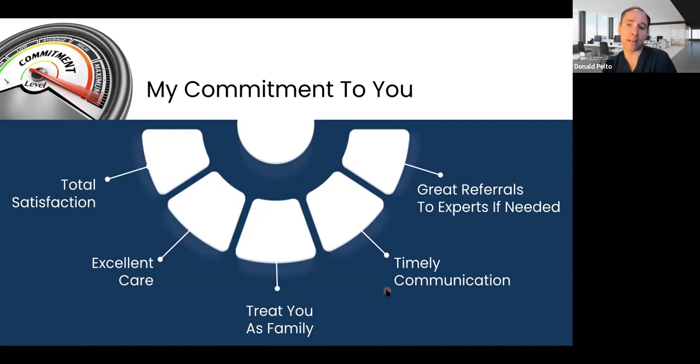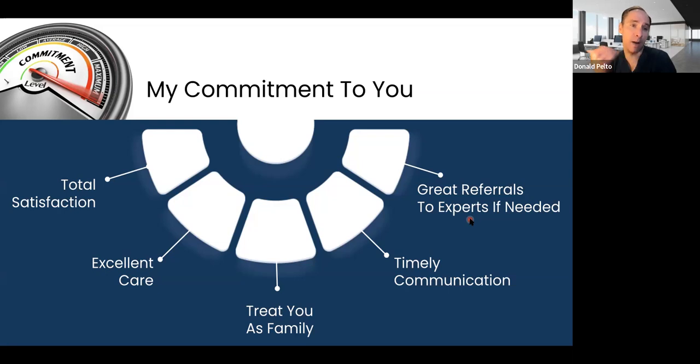So we can treat people nice. And I'm going to give you timely communication, both to you in your portal, and also to your primary care and other specialists. Now, I just emphasize to them, this is kind of what I say, I can give great referrals to experts. And I think that is key. That's what makes us look good, having a good referral team.